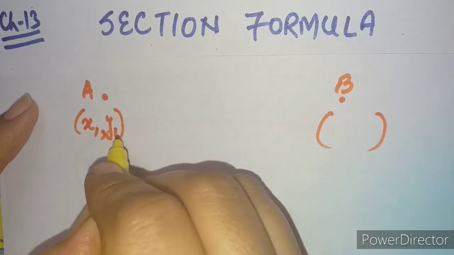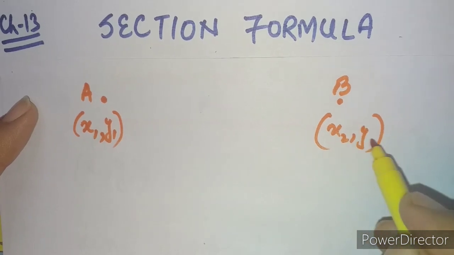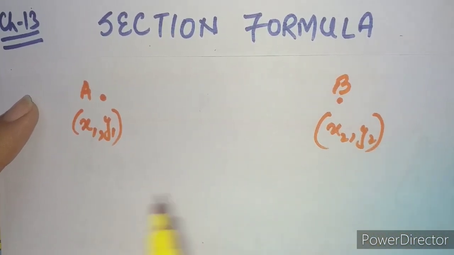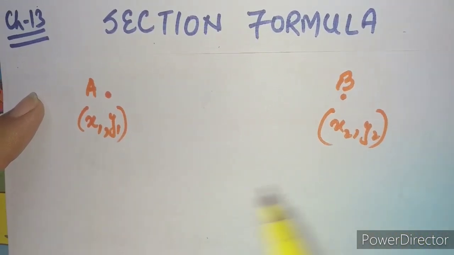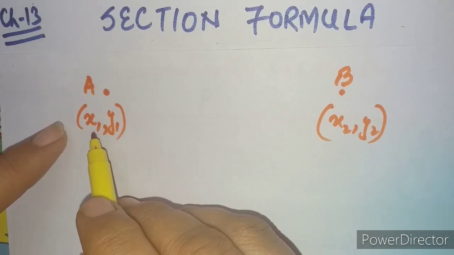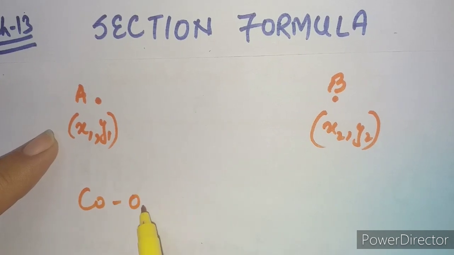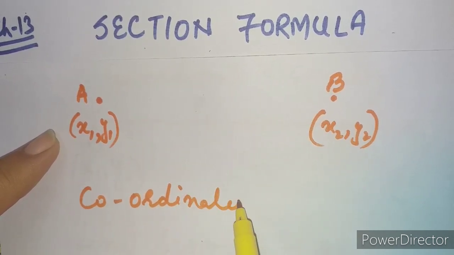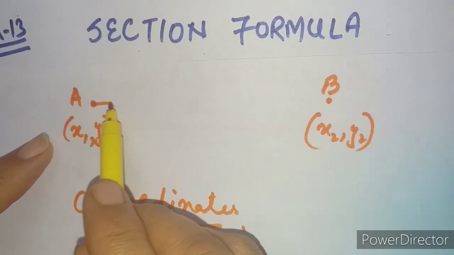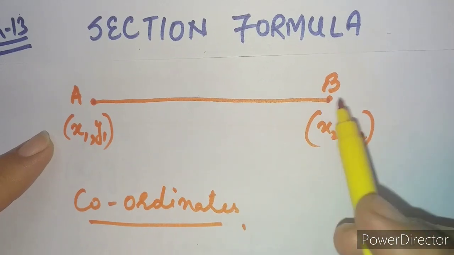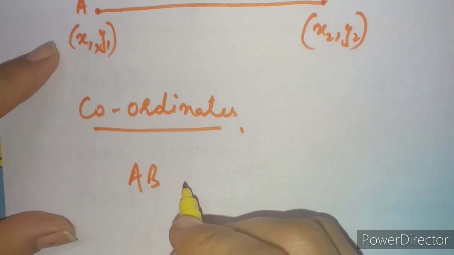x1, y1 is the coordinates of point A, and x2, y2 for point B. These are imaginary coordinates only. You can give any name or notation to these coordinates, but for convenience I have taken x1, y1 for A and x2, y2 for B. Now I can simply join these two points with the help of a line, so we have got a line segment AB.